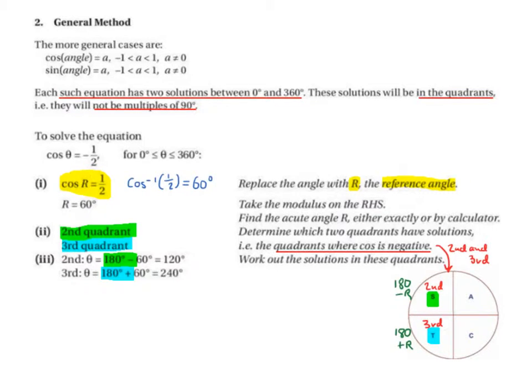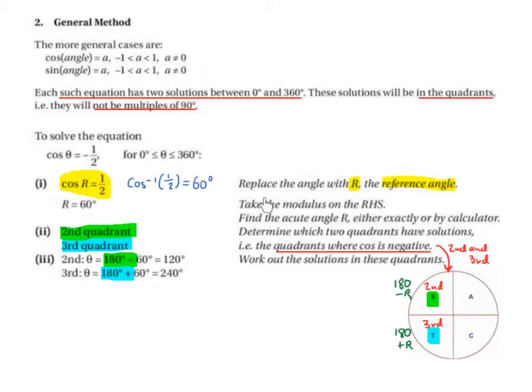So cos of r is equal to a half. We're going to replace the angle with r, which is the reference angle. We would have covered this at the start of trigonometry. So cos to the power minus 1, the inverse function of cos of a half, is 60 degrees. The calculator will give us this. So our reference angle is 60 degrees.